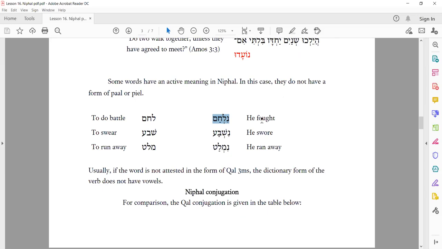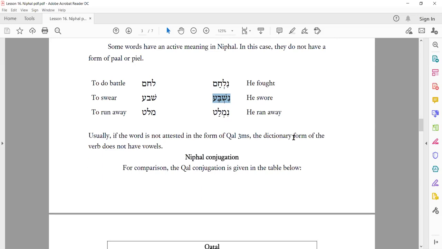Or for example, shava, it also occurs only in Niphal stem, and it means to swear, he swore. Or the verb nimlat, the root is malat, he ran away. Also, it is attested only in Niphal stem, and it has active meaning. And so that is why we have to be careful with those words.